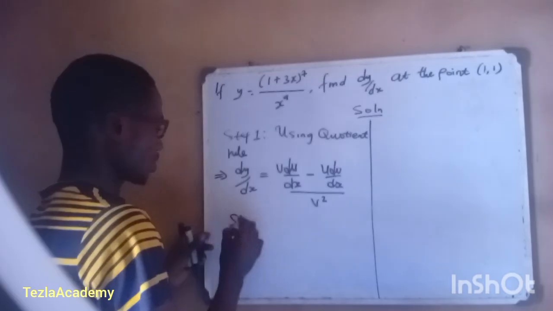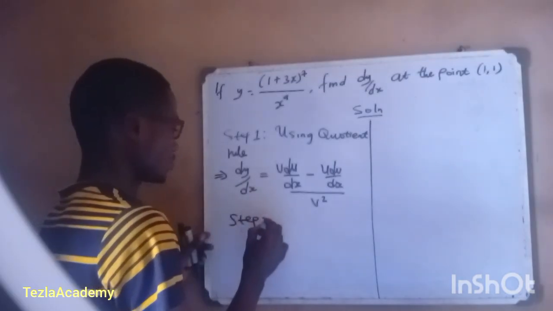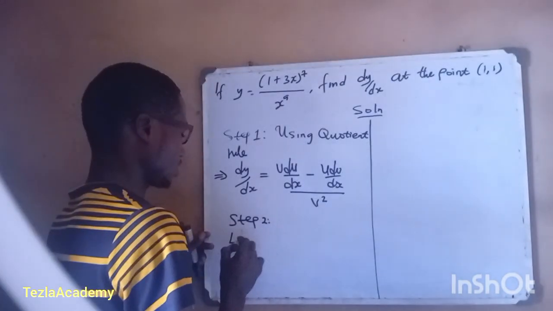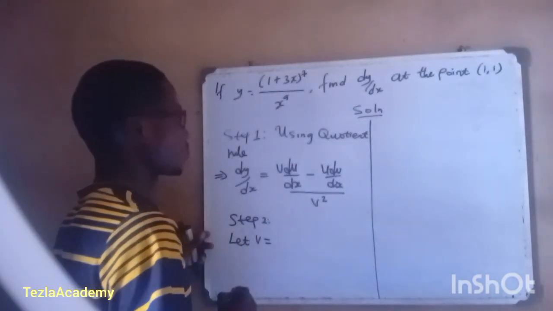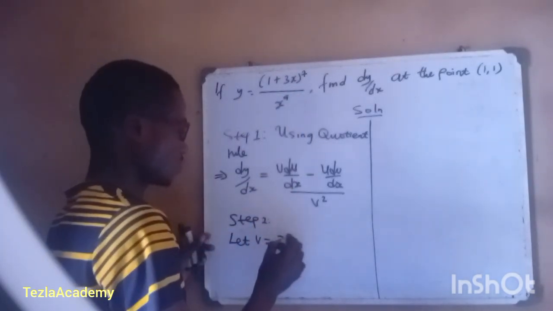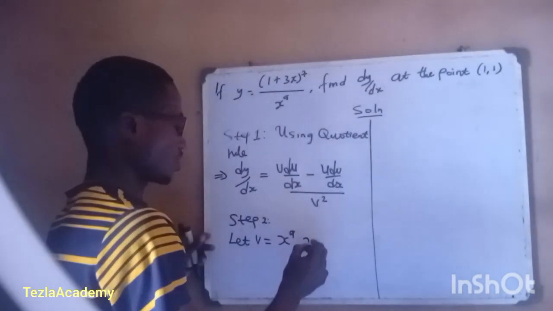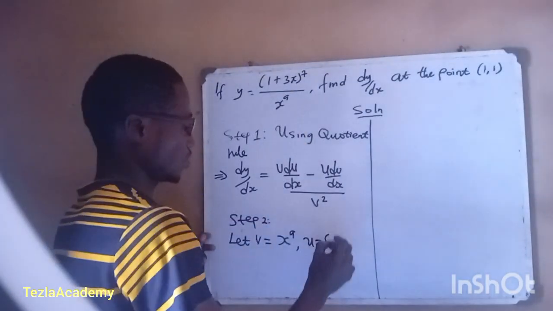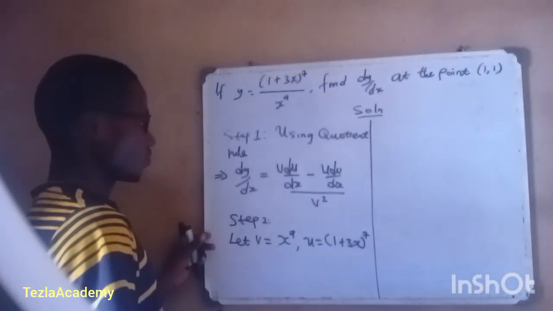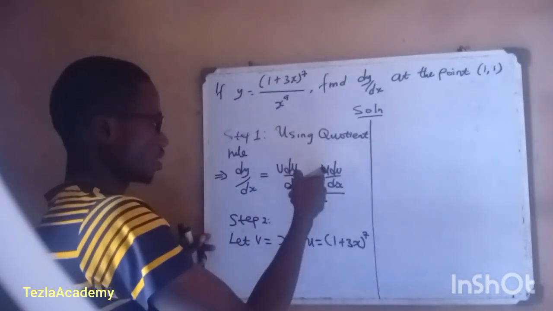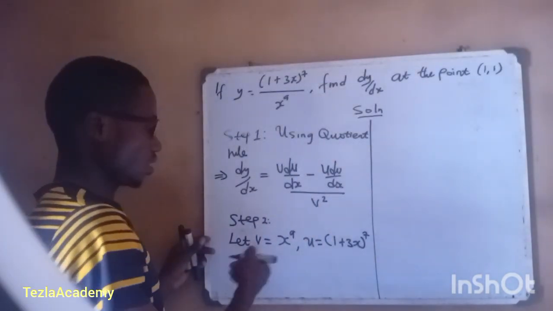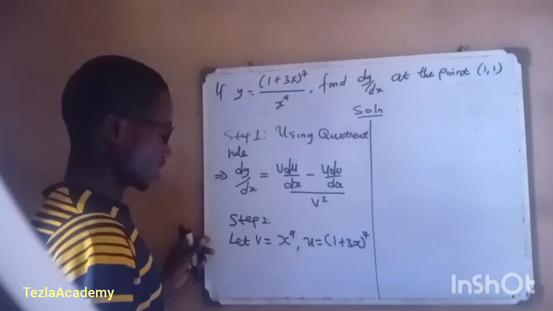Next thing is to find out what our v and u are. That's step 2. Let v equal to the one down, the denominator, which is always our v: x to the power 9. And then our u is equal to the numerator, (1 plus 3x) all raised to the power 7. So we have known our u and our v, but we don't know the du/dx and the dv/dx. So let's solve the du/dx and the dv/dx.